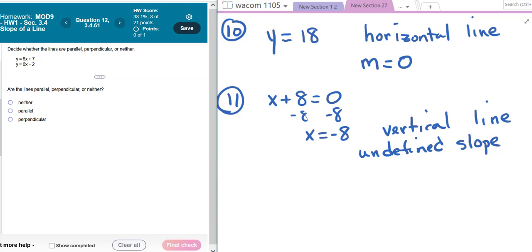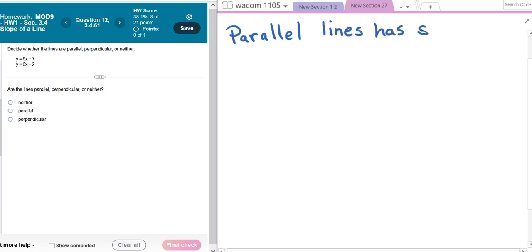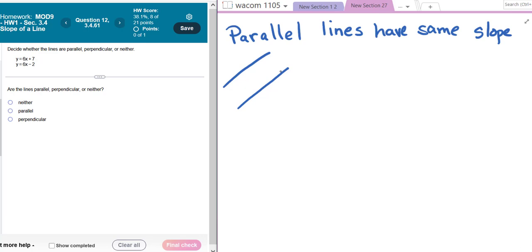All right, so now we're going to talk about parallel and perpendicular lines. Parallel lines have the same slope. And parallel lines, remember, are the same distance apart forever, like railroad tracks, except straight. All right, that is parallel lines, and they have the same slope.